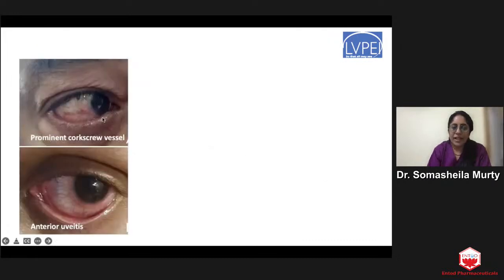So some more differential diagnosis. This is nothing. This is just very prominent coarse vessels. It's an AV malformation, but sometimes it suddenly appears. So this can happen in very swarthy or very thick-skinned, heavy, bulky individuals, or hypertensives. Whereas this is anterior uveitis.